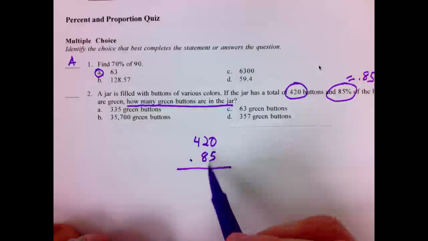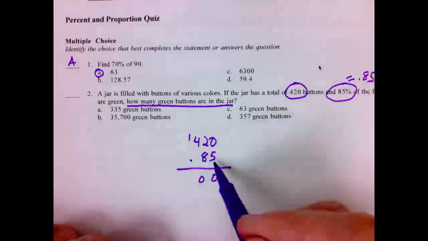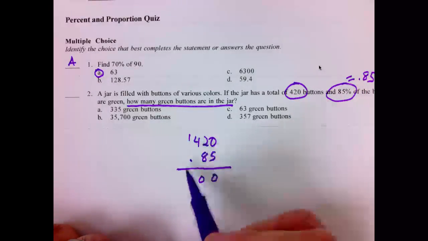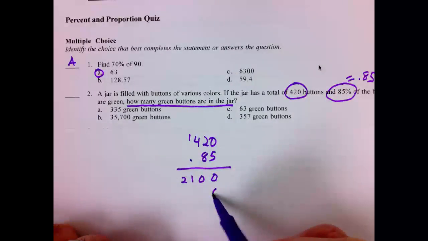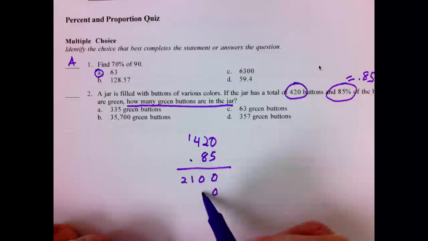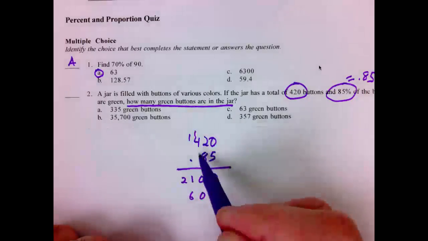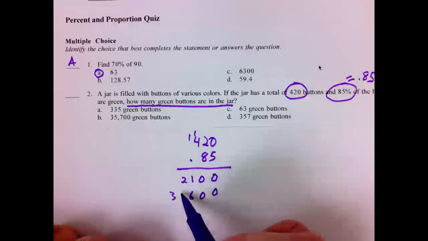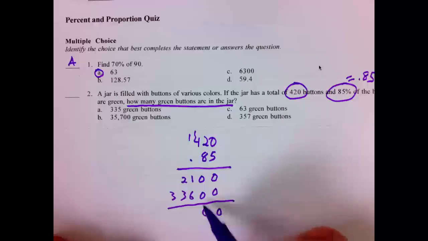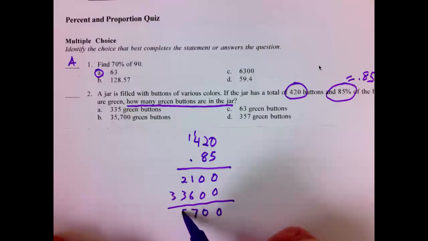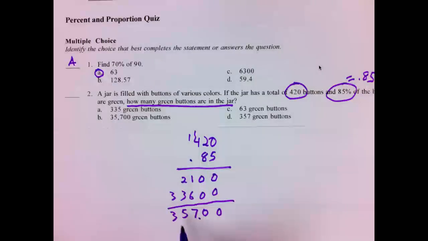Alright, 5 times 0 is 0, 5 times 1 is 10, carry my 1, 5 times 4 is 20, and plus 1 is 21, 0 for a placeholder, 8 times 0 is 0, 8 times 2 is 16, carry my 1, 8 times 4 is 32, 33. 0, 0, 7, 5, 3. 2 places behind the decimal, it's 357.